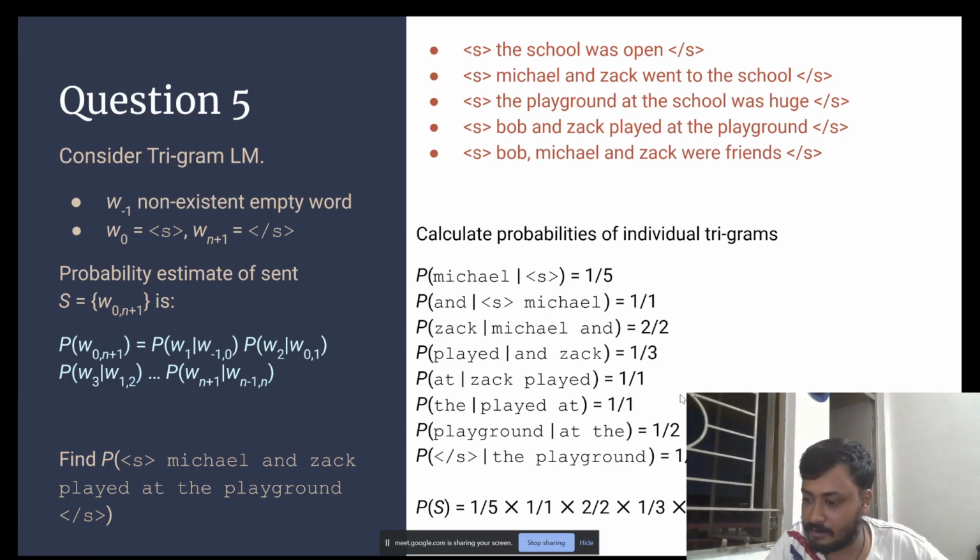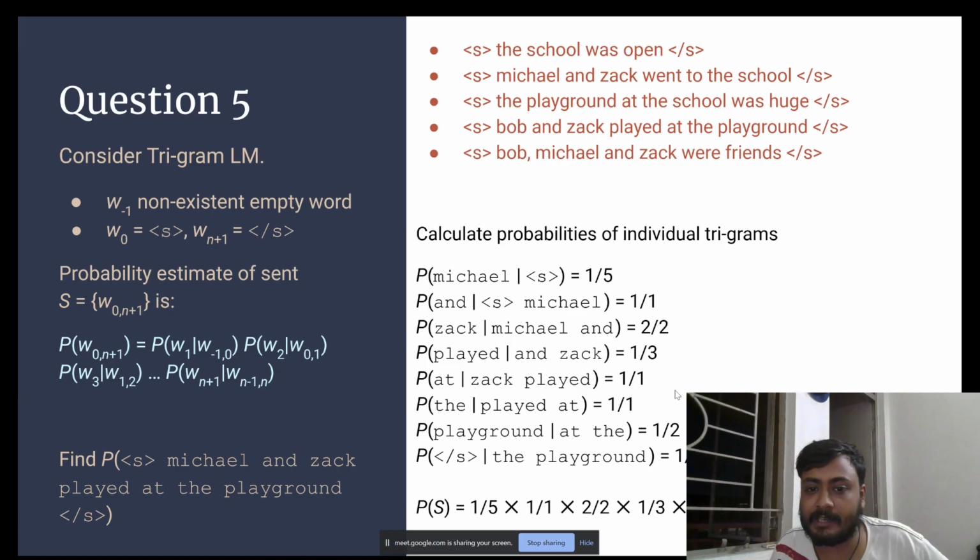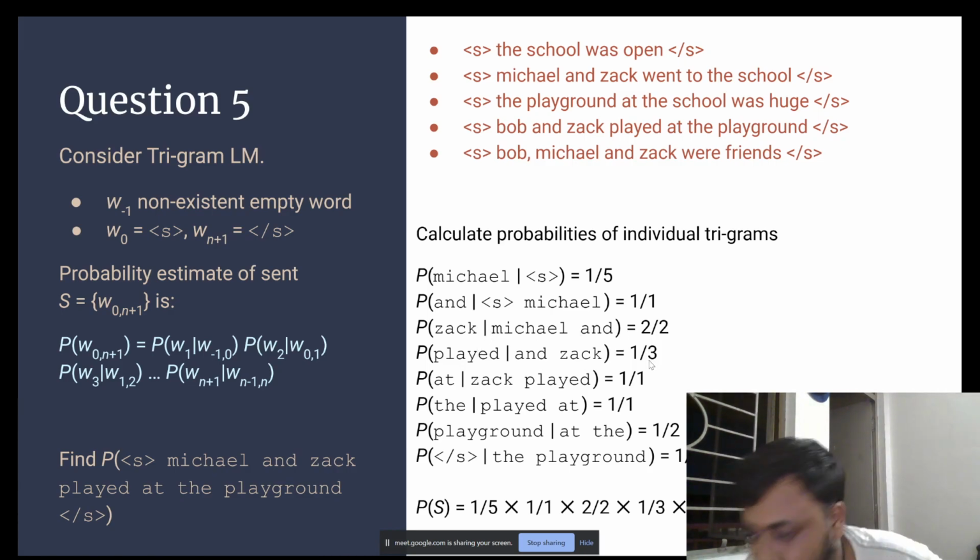So that is for trigram. In the case of bigram, you will consider only one word. For the same sentence, it will be Michael given start, that will be the same. Then you will have and given Michael, Zach given and, played given Zach, like that. Okay.